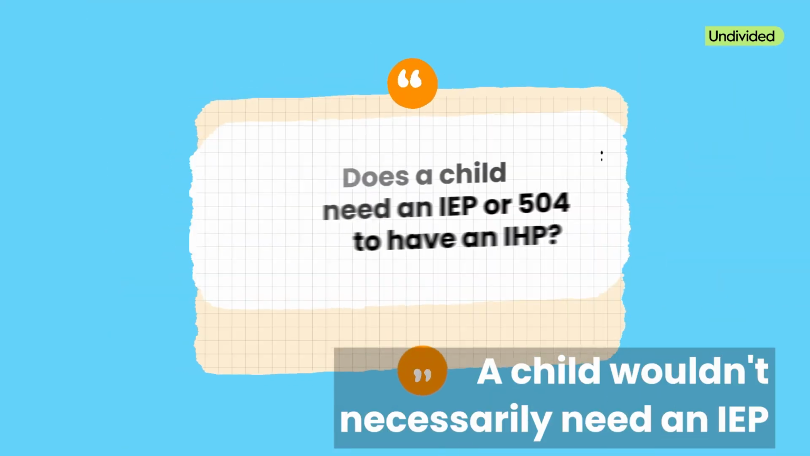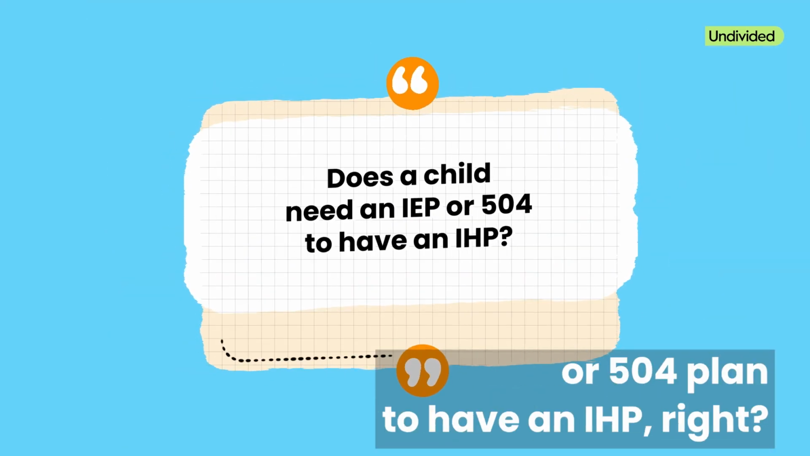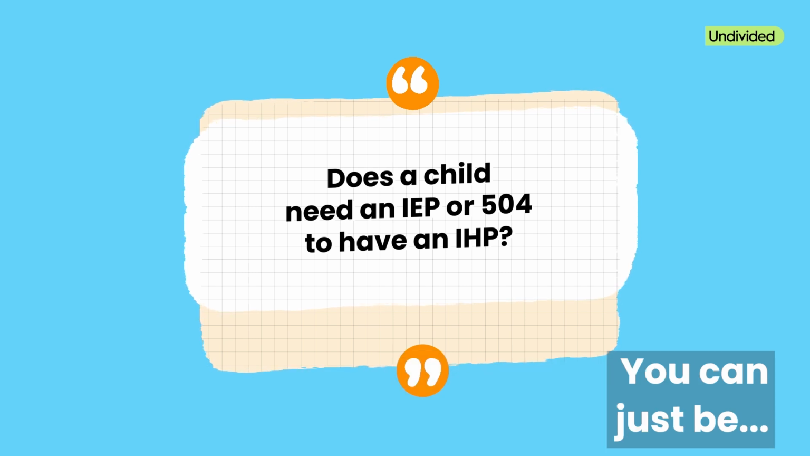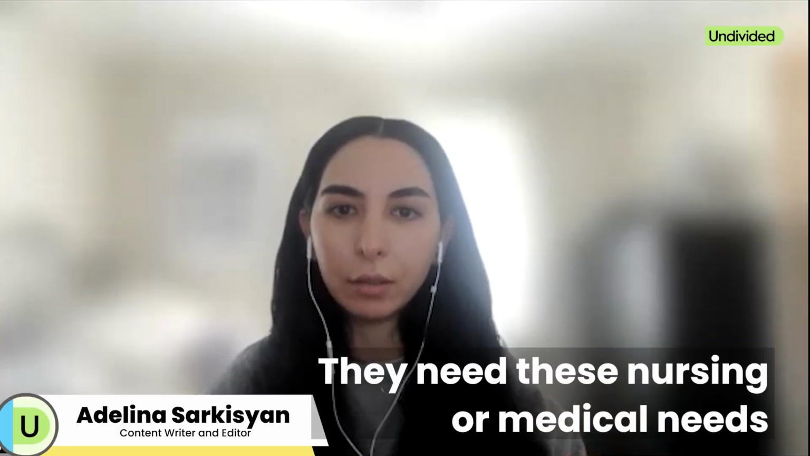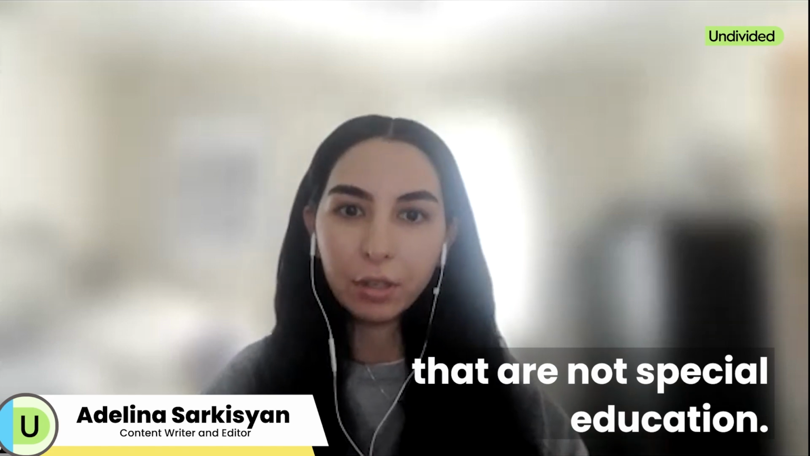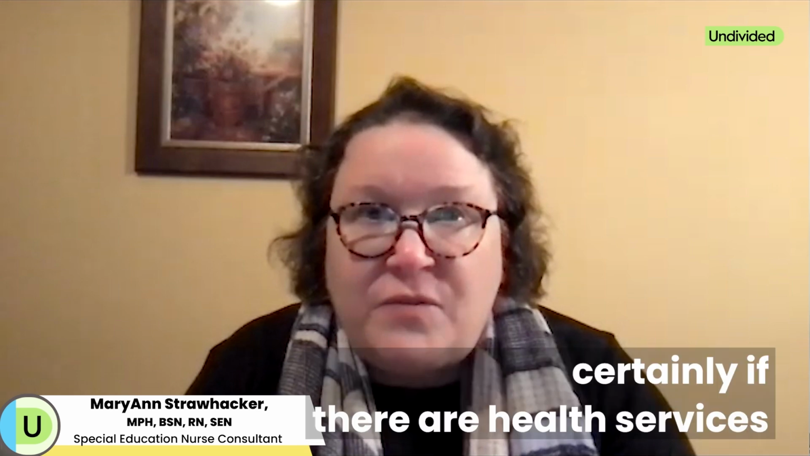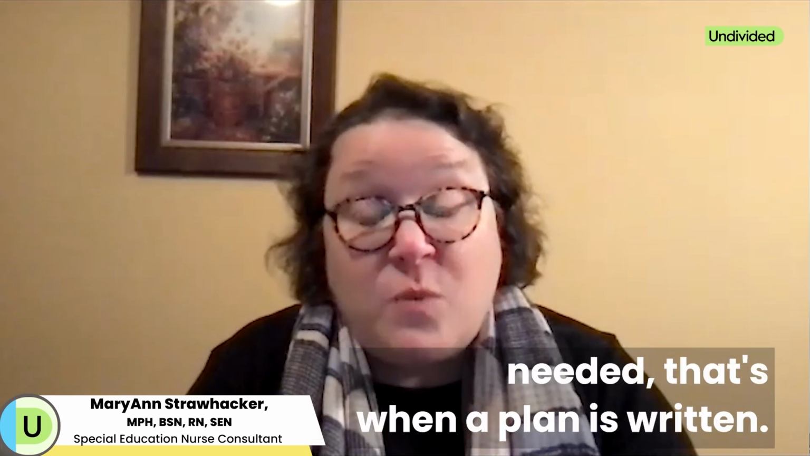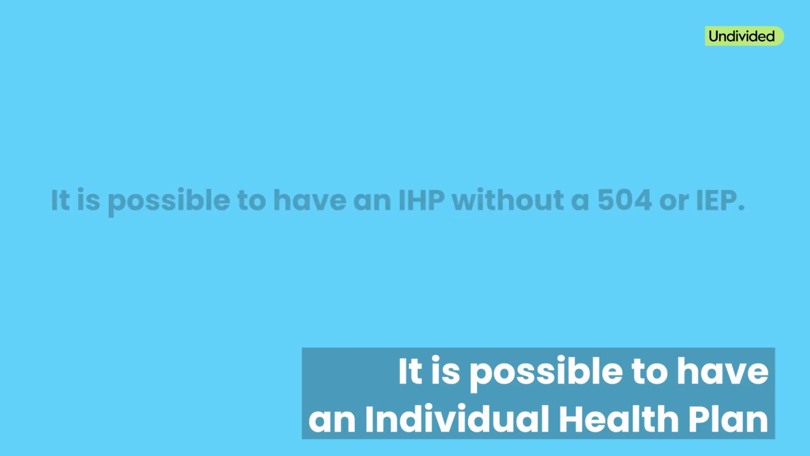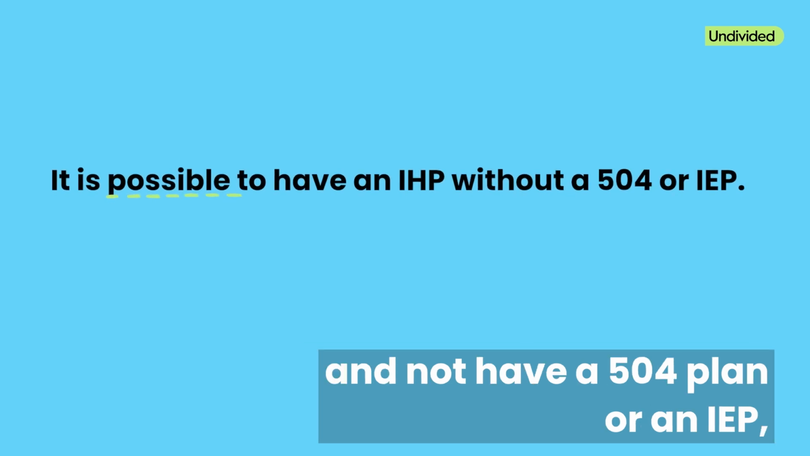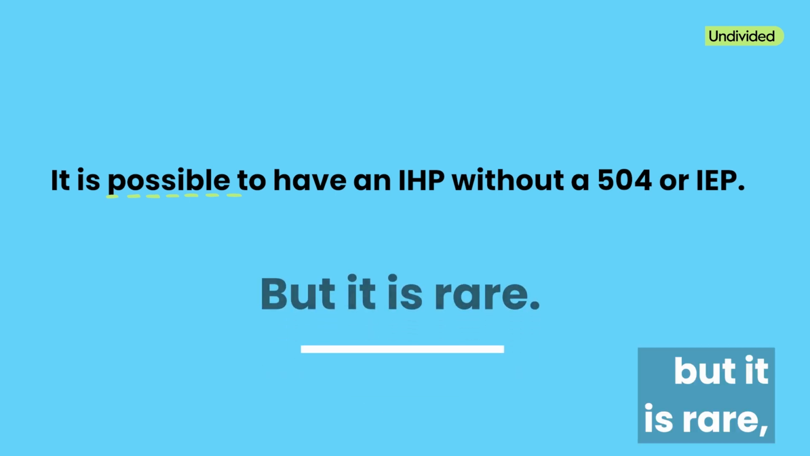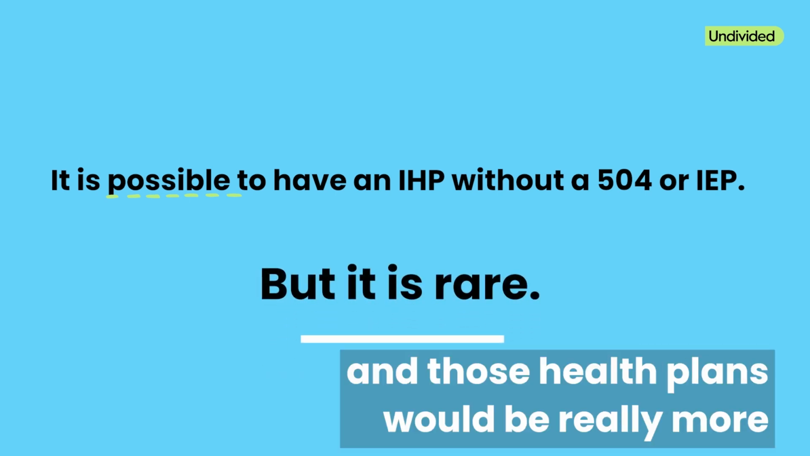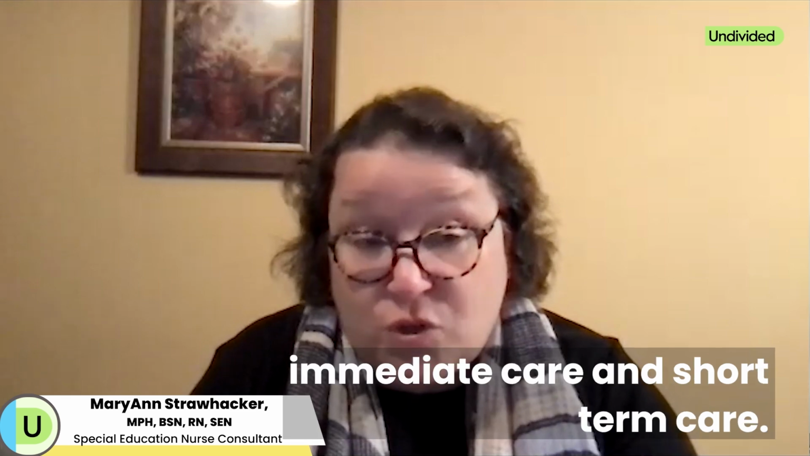A child wouldn't necessarily need an IEP or 504 plan to have an IHP, right? It can just be that they need nursing or medical services that are not special education. Yes. If health services are needed, that's when a plan is written. It is possible to have an individual health plan and not have a 504 plan or an IEP, but it is rare. Those health plans would be really more focused on providing immediate care and short-term care.